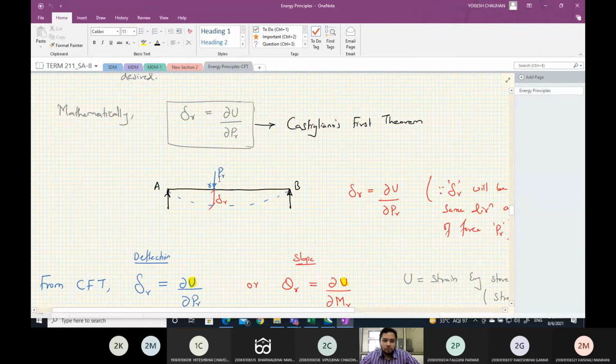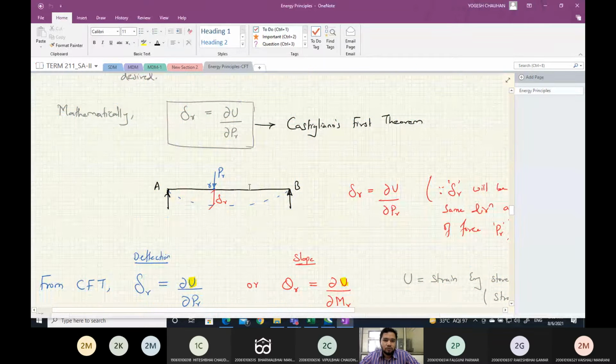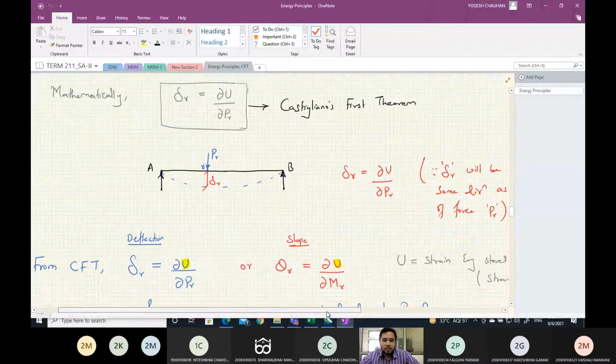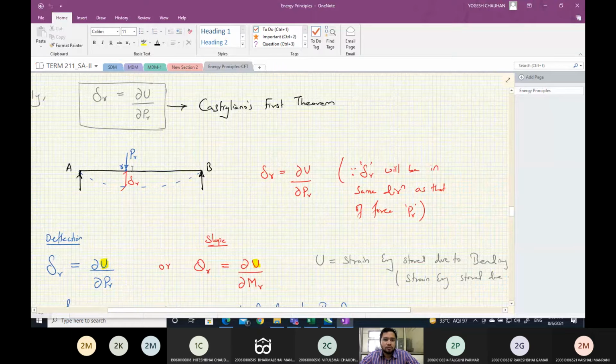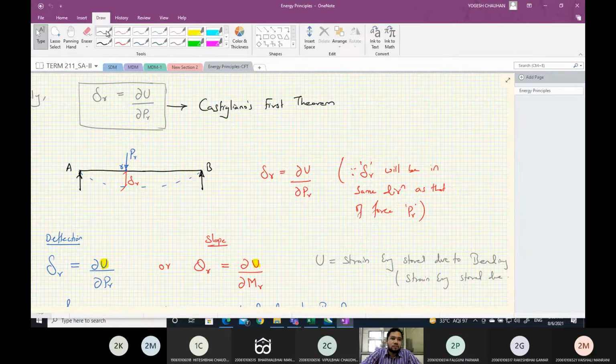So if we want to find the deflection at point R, it is given by the partial differentiation of U, the strain energy, with respect to force PR at R, and the direction of the deflection will be the same as the direction of the load. So the direction of this deflection will be downward, which is the same as this. The direction of the load is downward, so the deflection will also be downward.